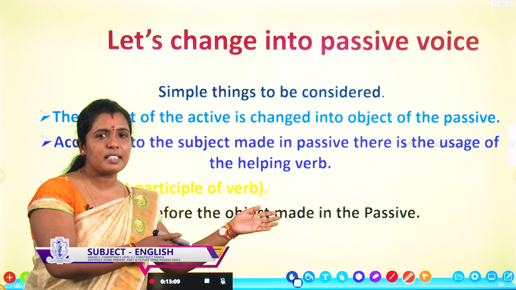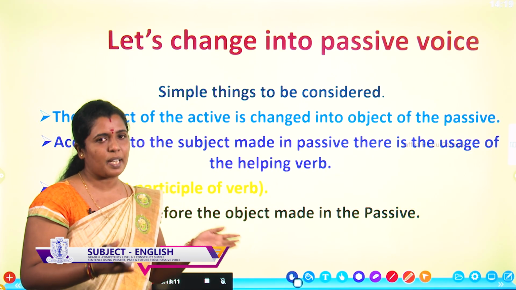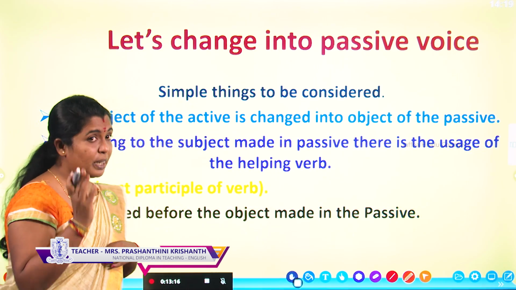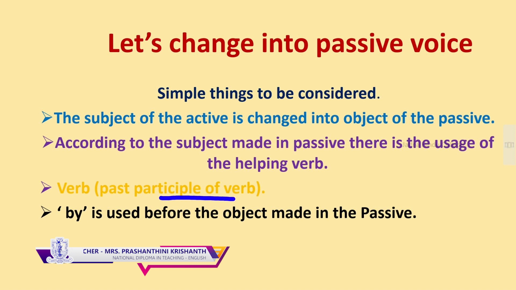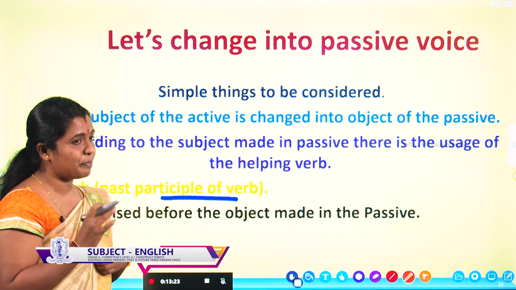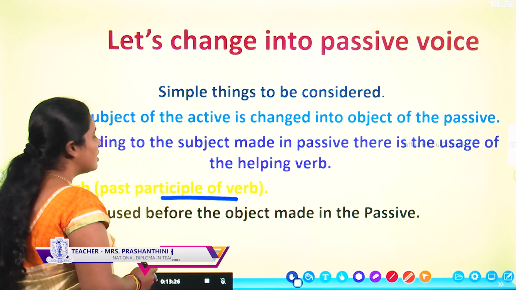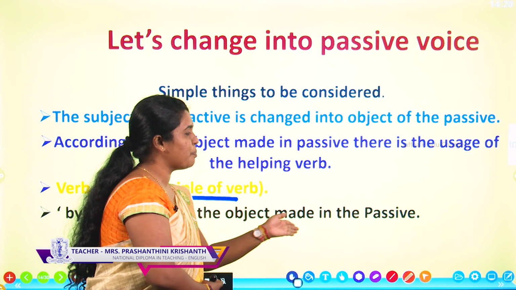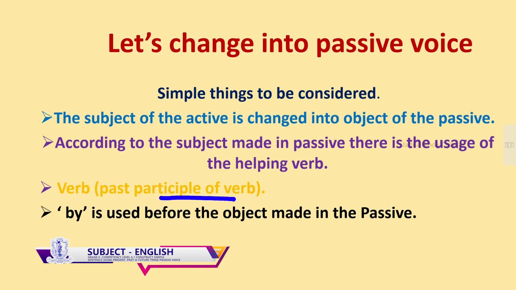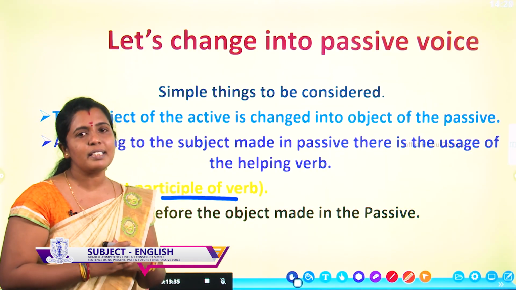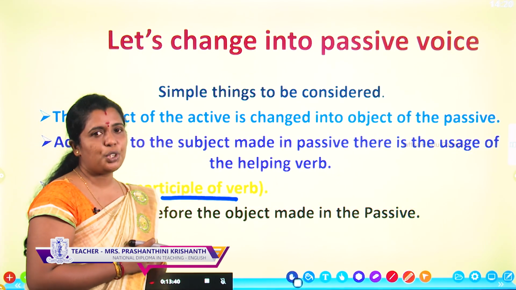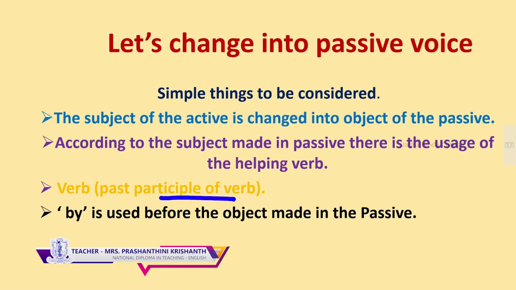So what is the past participle? Gone is the past participle of the verb. So you must memorize the past participle form of the verb, because past participle of verb is very much important to do active passive sentences, questions, right? The last tip, by is used before the object made in the passive, right? By the doer. So by is used here, right? There are some tips for you to change into passive voice sentences.